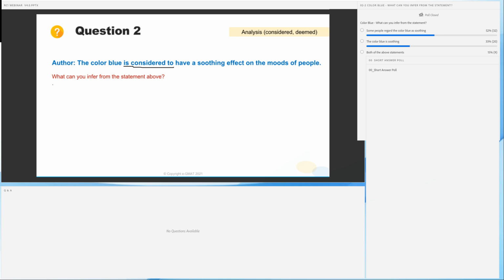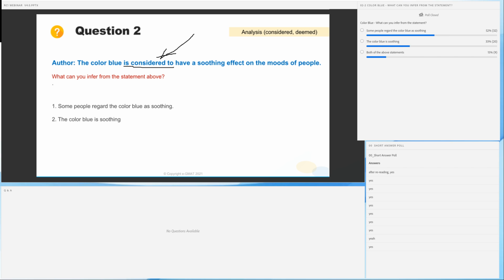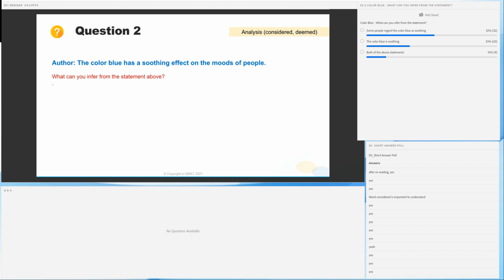Can you see the difference between the color blue having a soothing effect on the moods of people versus the color blue being considered to have a soothing effect? So what you can infer from this is this part over here. Now, if the author had said that, then you would infer this. Then that would have been a valid inference.